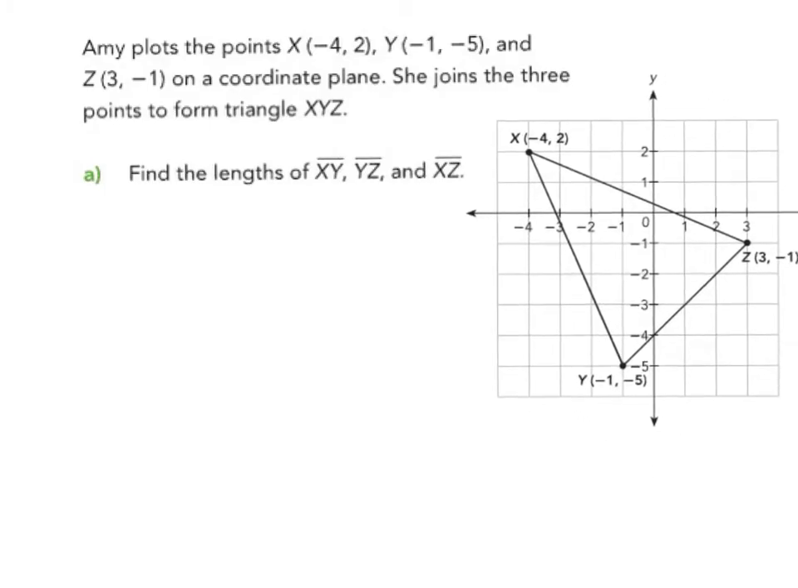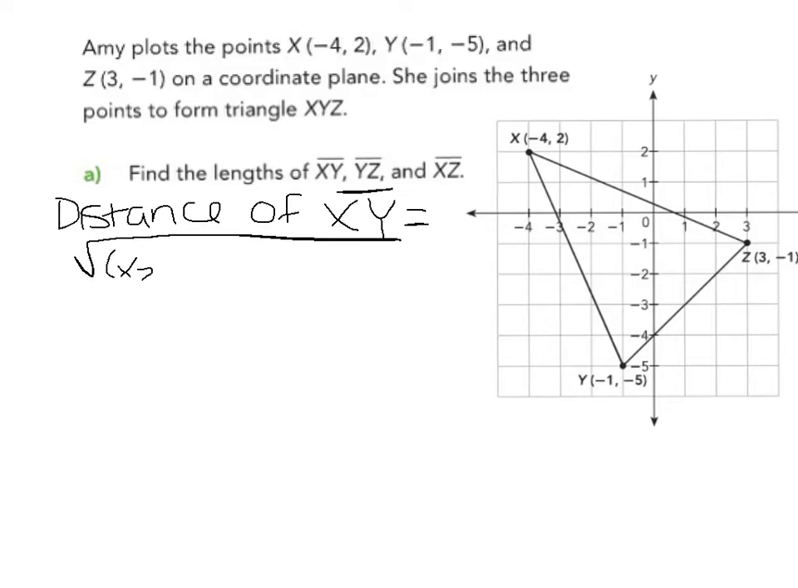So here all 3 points were plotted and the line segments that connect them were placed. So to begin with, let's take a look at the length of XY. So I have that the distance of XY equals the square root of x2 minus x1 squared plus y2 minus y1 squared.